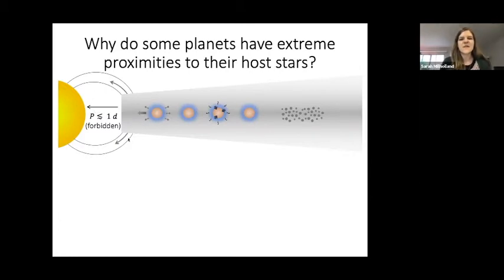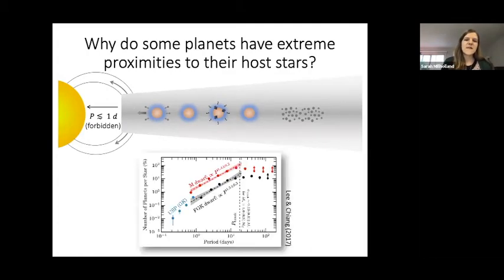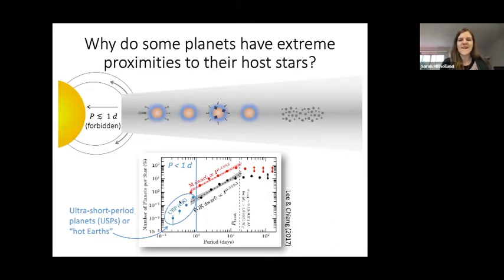And these inner edges are thought to be controlled by magnetic truncation, at roughly inside about a 1-day orbital period. However, we do see planets inside of 1-day orbital periods, sometimes as close to their stars as just a few stellar radii. And this population inside of 1-day orbital period are called the ultra-short period planets, or the USPs, as I will call them in this talk.